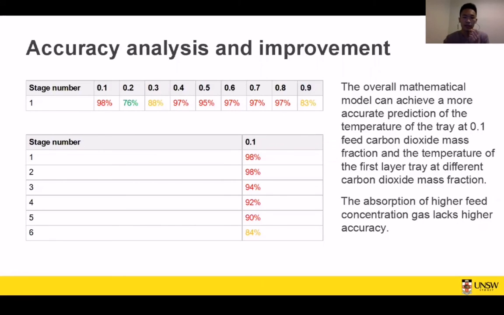The overall mathematical model can achieve a more accurate prediction of the tray temperature at 0.1 carbon dioxide mass fraction, and the temperature of the first layer tray at different carbon dioxide mass fractions. The absorption of higher feed concentration gas lacks higher accuracy.